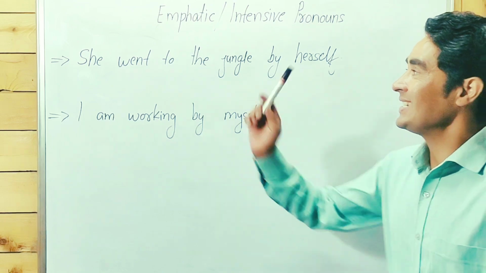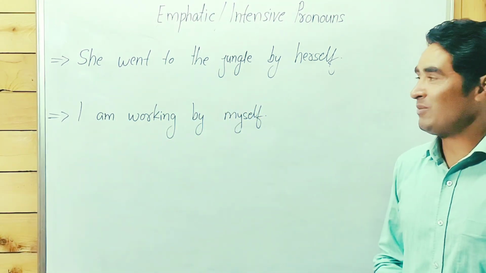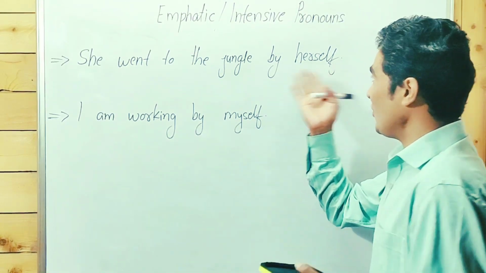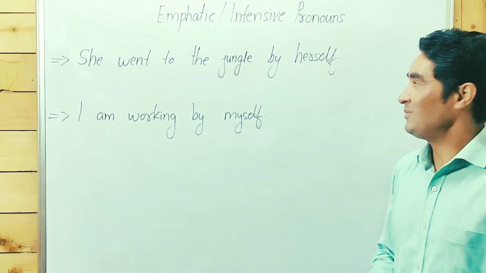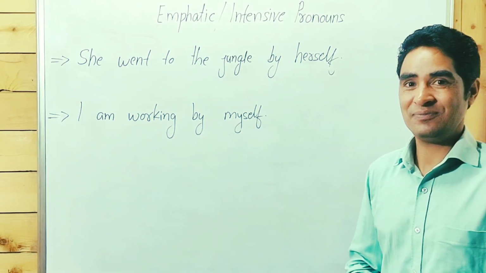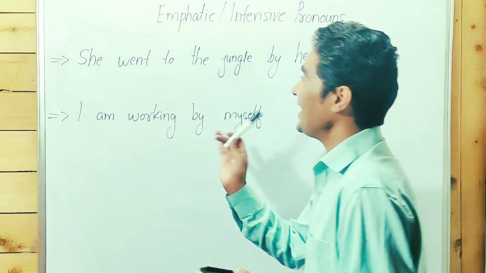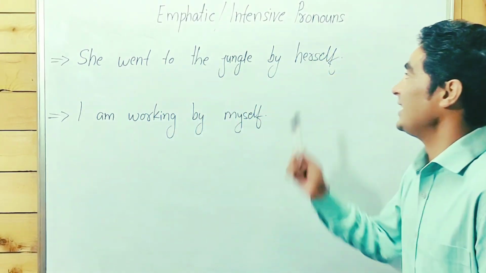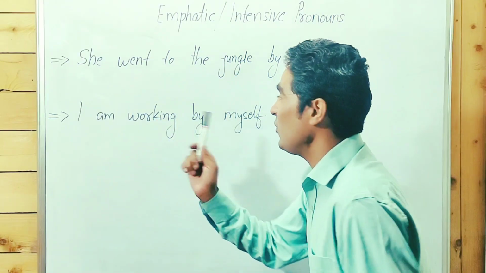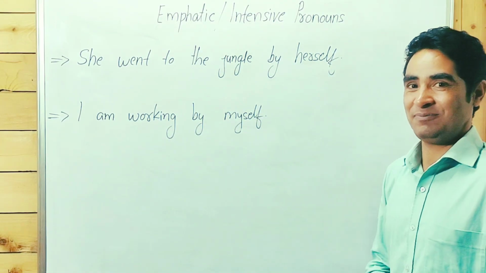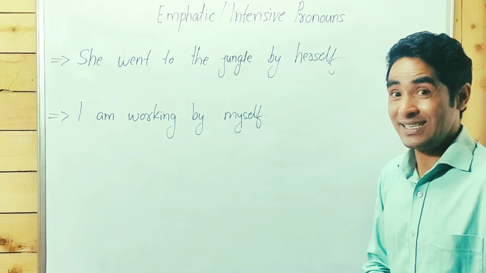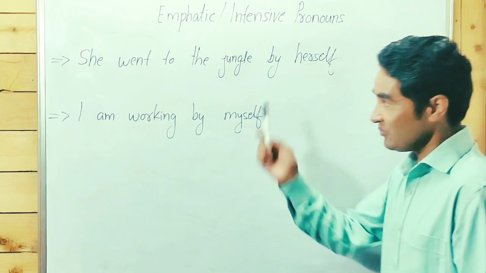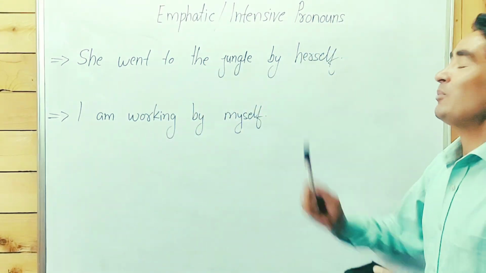Here are two sentences. She went to the jungle by herself. I am working by myself. So which pronouns are these? Herself, myself: intensive and reflexive? Try to understand the meaning of these sentences. She went to the jungle by herself. What does it mean? I'm working by myself. What does it mean? Is there any sense?